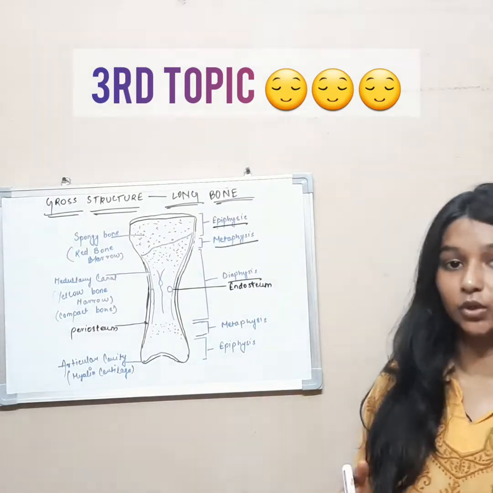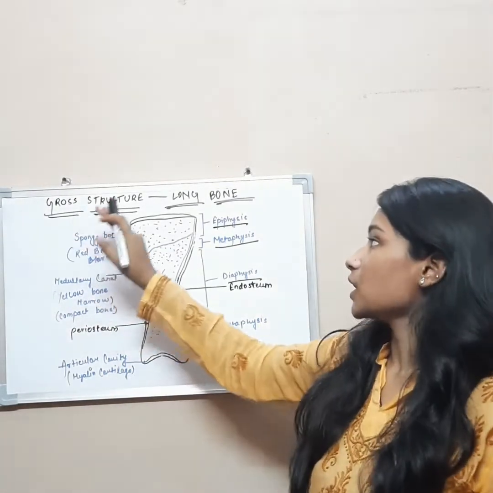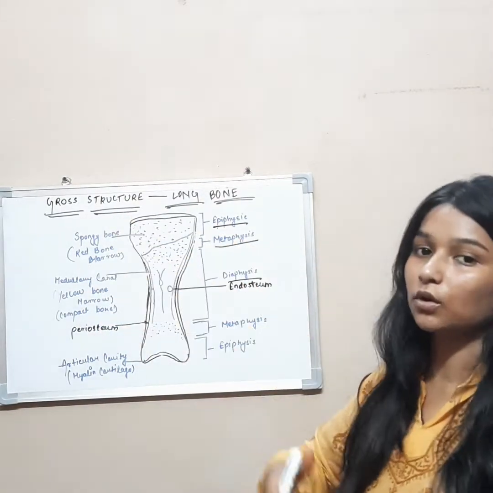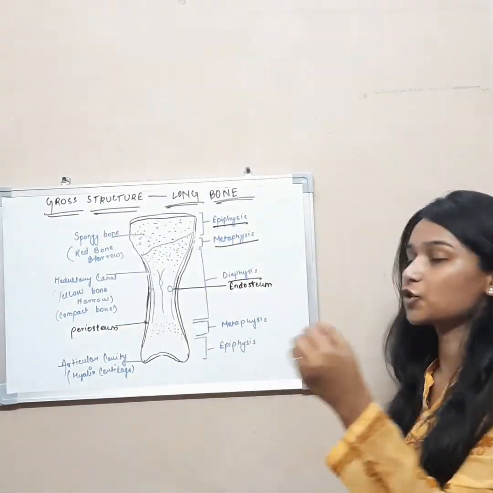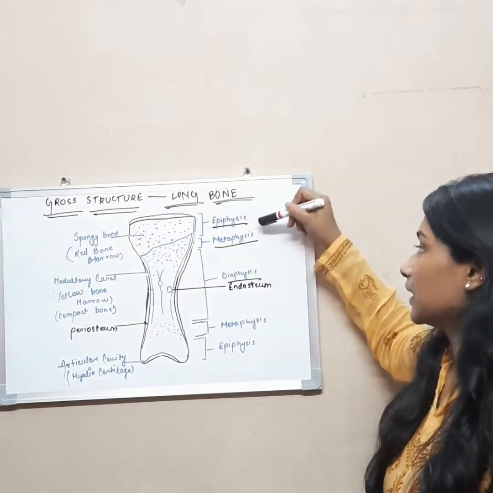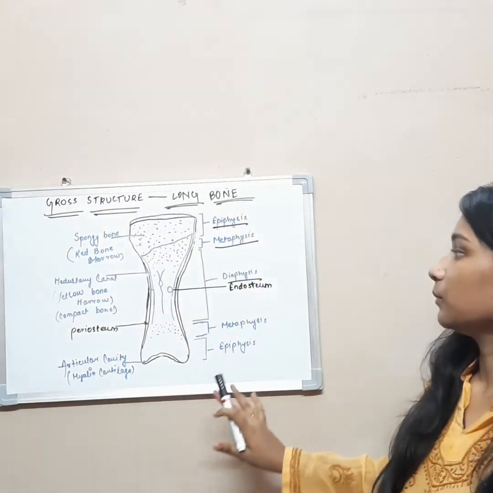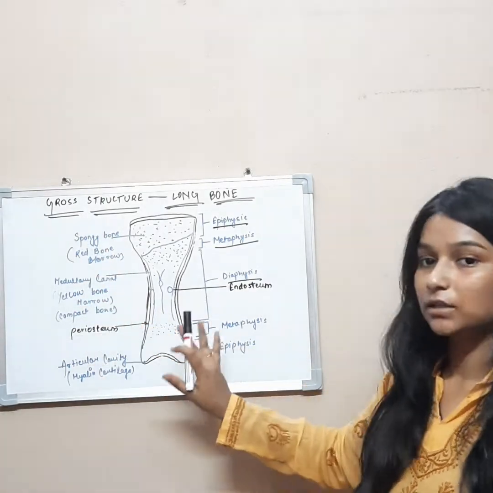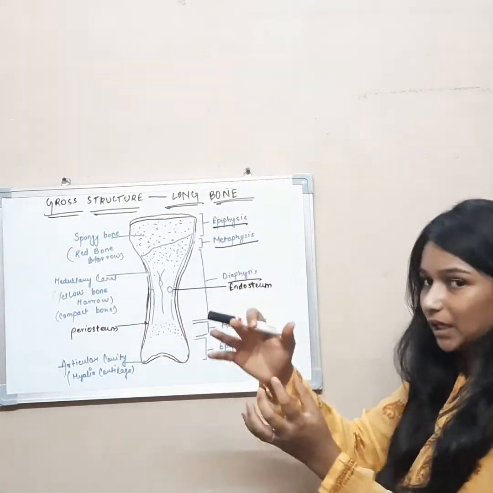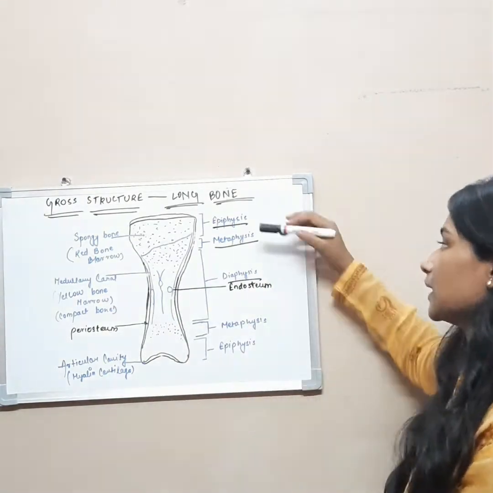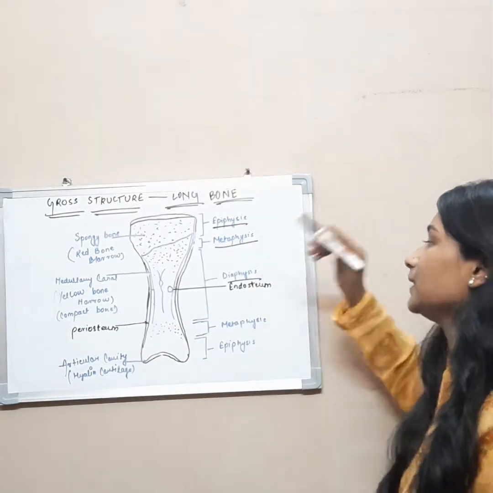And here we are going to study the gross structure of a long bone. The gross structure of a long bone basically consists of three parts: epiphysis, metaphysis, and diaphysis. It also comprises other parts, but the main framework it is made up of is epiphysis, metaphysis, and diaphysis.